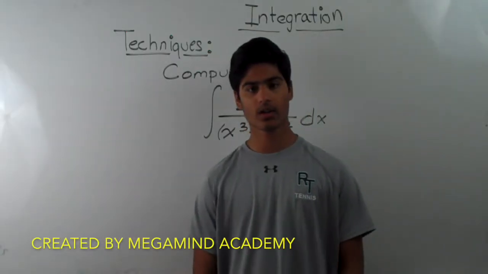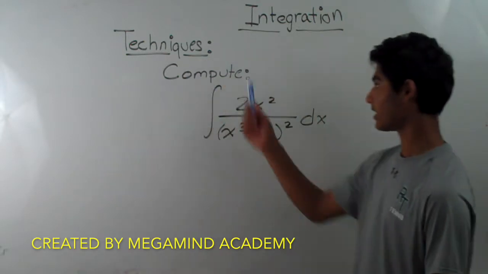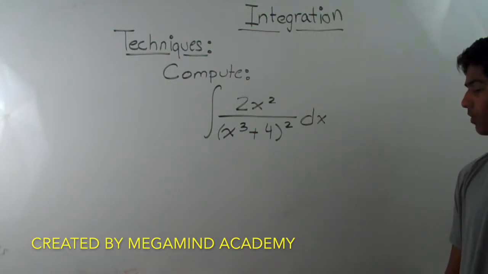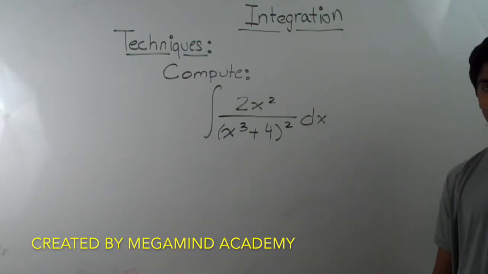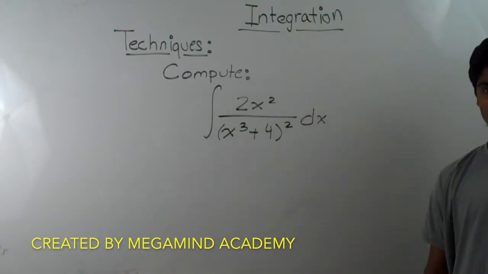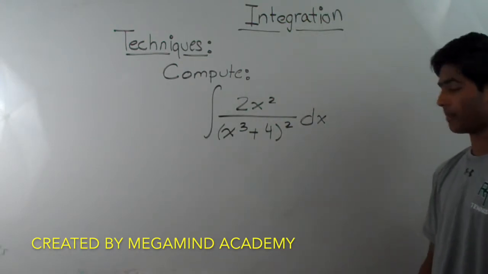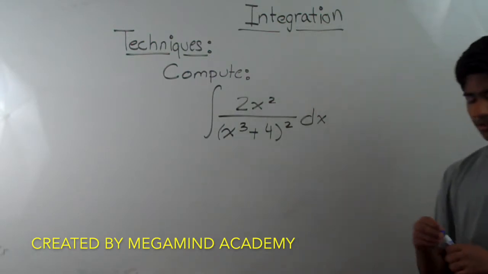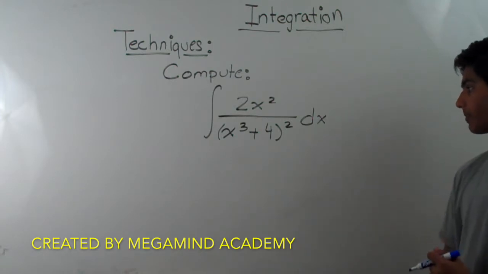Hi! Today we're going to learn about integration techniques in calculus. Let's say we have to compute the integral of 2x squared over (x cubed plus 4) all squared dx. Now in this video and in the next few videos we'll be learning how to identify which type of technique we want to use. So, how do we figure out which technique we want to use here?